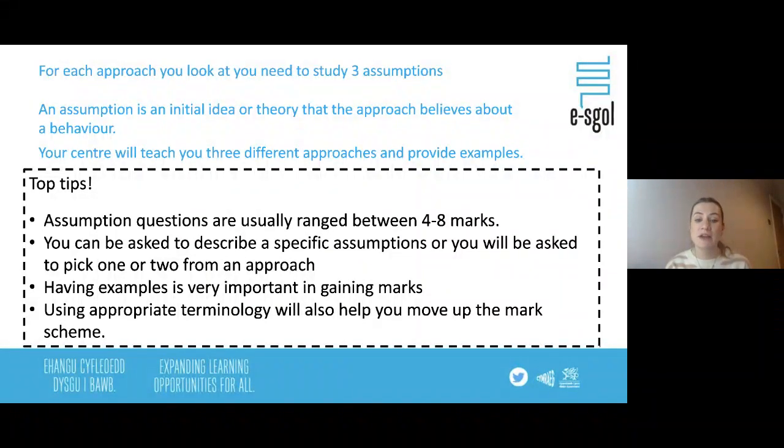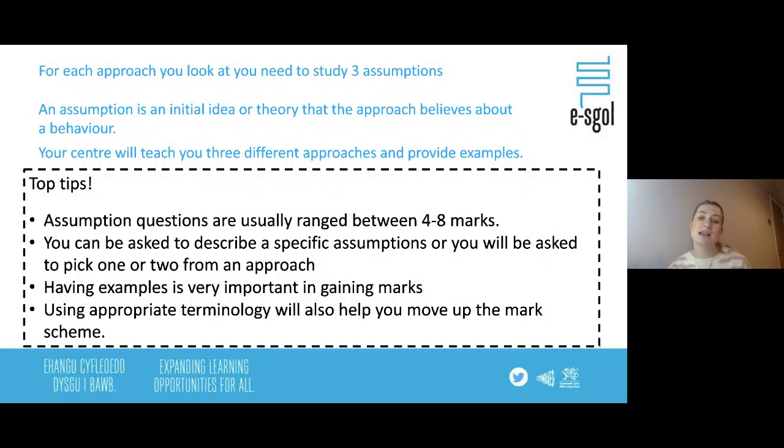Having examples is very important in gaining marks. In order to get right to the top of that mark band, which is where we all want to be, you have to give examples in psychology. You have to be able to say to the examiner, yes, this is my definition of the word, and this is my psychology to back it up. Okay, that's where you get the majority of your marks from. So that's really important. And then using appropriate terminology will help you move up the mark scheme.